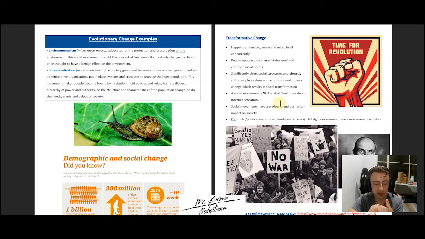The significant change which occurs has to be very abrupt, and it has to be very profound, and it has to significantly alter the social structure of society. It's not a trend or a fad. It has to be really big, deep social change for it to be considered transformative change.